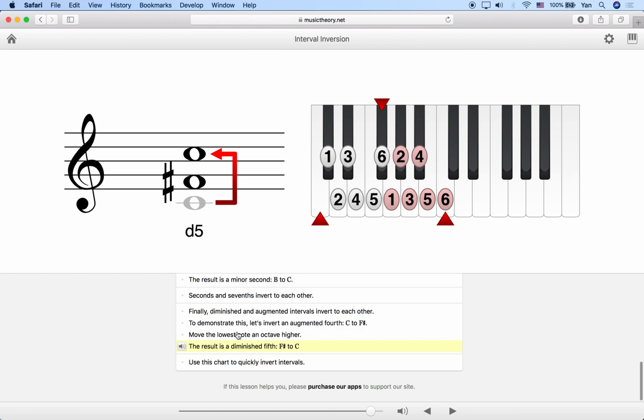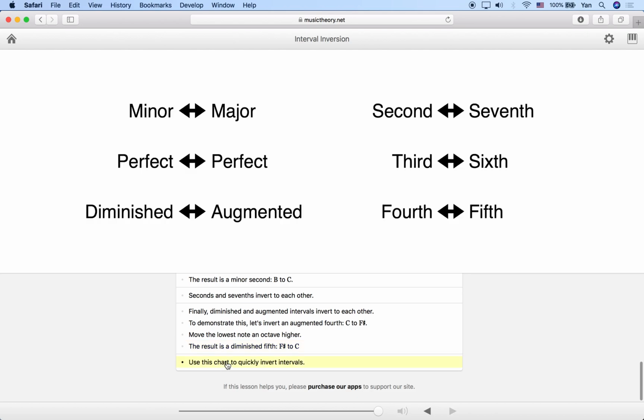All right, we're going to practice that in the ear training so that you see how that works and also what this sounds like. So take a look at this chart here so that you remember how different combinations invert to one another: minor and major, perfect to perfect, diminished to augmented. And also these combinations: second and seventh invert to one another, third and sixth invert to one another, and fourth and fifth invert to one another.